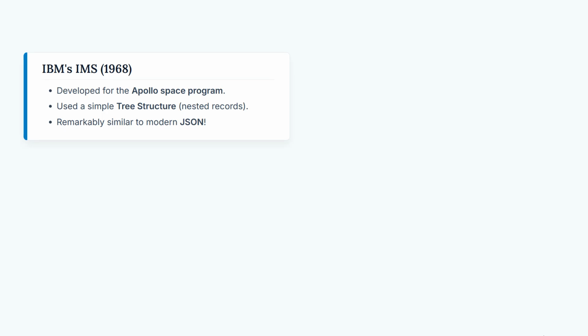IMS used a very simple design called a tree structure. It nested records inside of other records, like branches on a tree. Does that sound familiar? It should. The data model that sent humans to the moon looks almost exactly like the modern JSON files we use today.